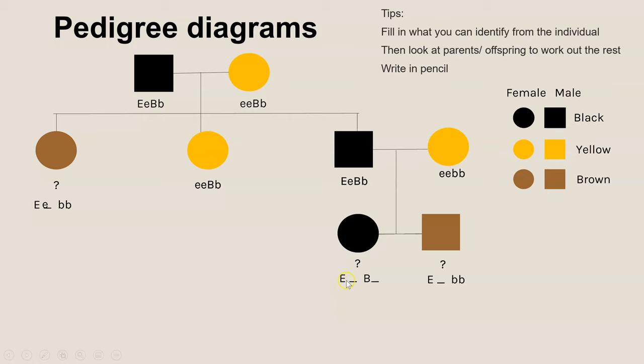So for the black female offspring, again, the dominant allele came from the father, and the mother only has recessive E alleles. So that means they must have a recessive E as the second option. And for the B gene, which is whether they're black or brown, the dominant allele must come from the father. So that means the mother can only donate one of these two recessive alleles. So that means they must be heterozygous.